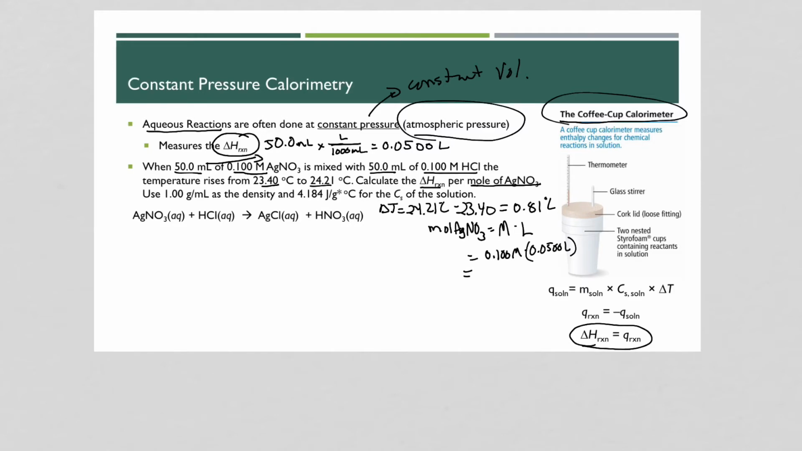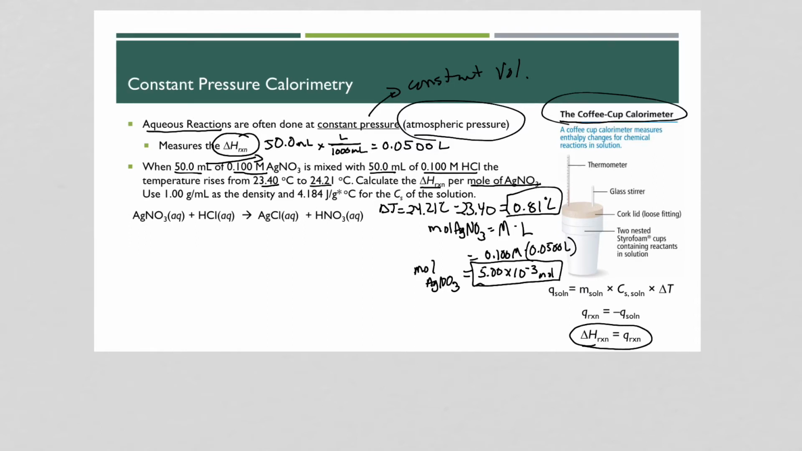So my moles here are going to be 5.00, notice we maintain the three significant figures, times 10 to the negative third moles of silver nitrate. Okay, so that's going to come in handy later. Now that we have these two numbers, we can start going back to calculating our Q.